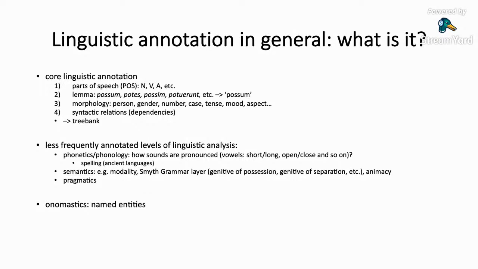So if you know Aretusa and the Ancient Greek and Latin Dependency Treebank in the last version, you may also be familiar with the Smyth grammar layer. And you see that there you have, for example, to decide the contextual value of a case. So in the case of a genitive, you can decide if it is a genitive of possession or a genitive of separation, and this is a kind of semantic annotation.